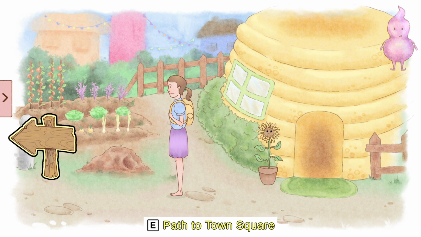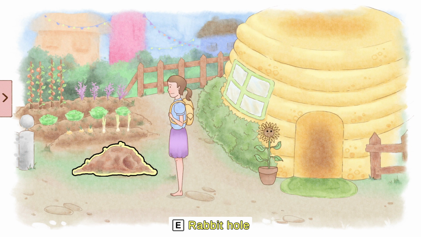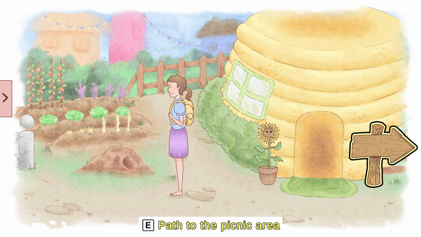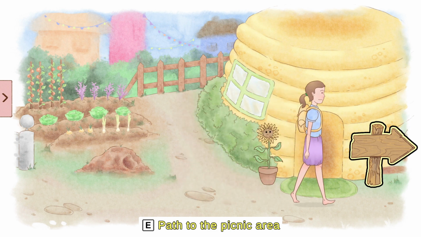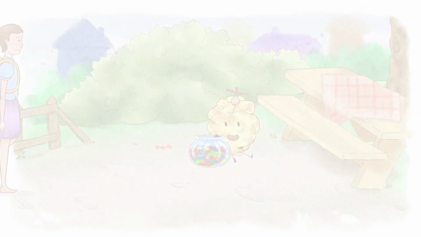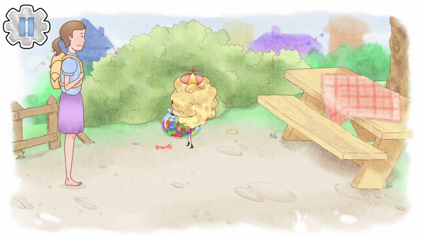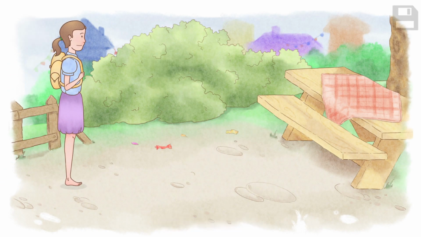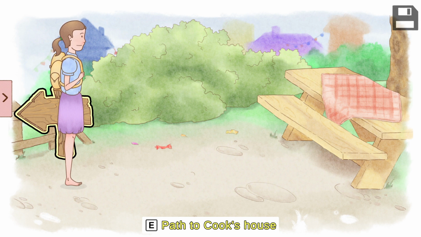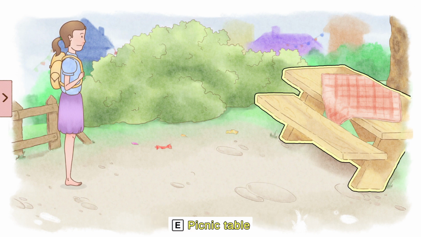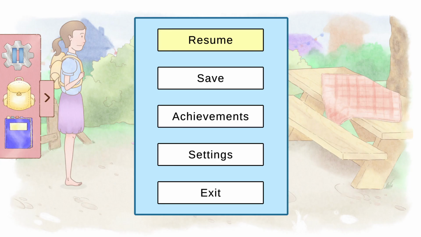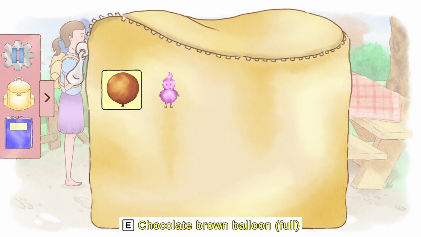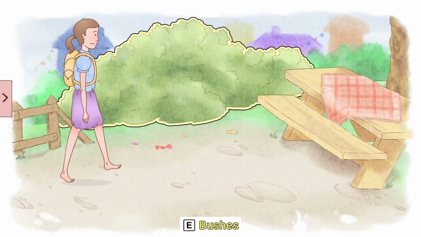The lost voice. Added to backpack. Path to town square. Okay, just gonna have to stop quick at the picnic area along the way. Auto saving. Path to cook's house. Bushes. Picnic table. Backpack. Chocolate brown balloon. Full.